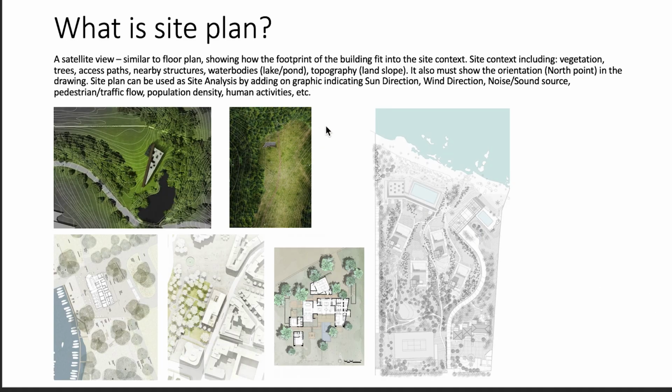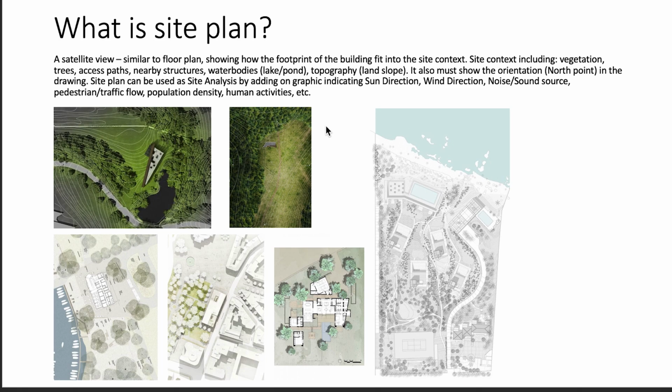By this stage, you should have a very clear idea of what your site looks like and have spent some time observing and recording the physical characteristics of your site and its context. So it will be a very good time now to understand what a site plan is. A site plan is basically a satellite view of your site, very similar to the floor plan. However, it is viewed from a much higher level. The purpose of the site plan is to show how your building sits inside the context of your site.